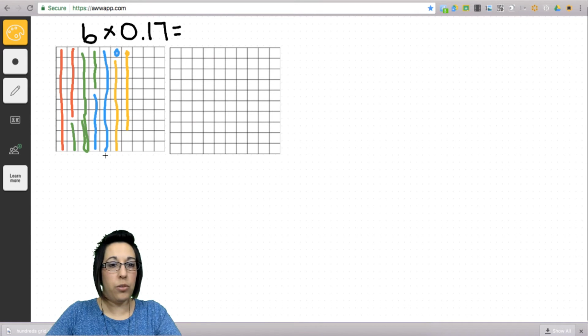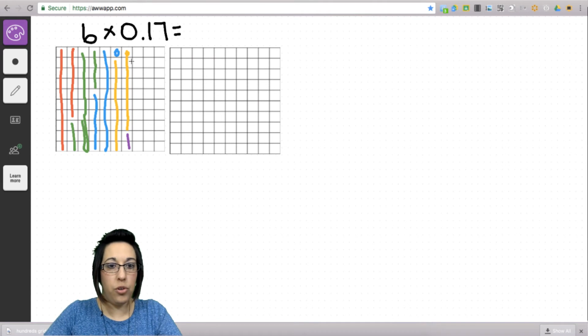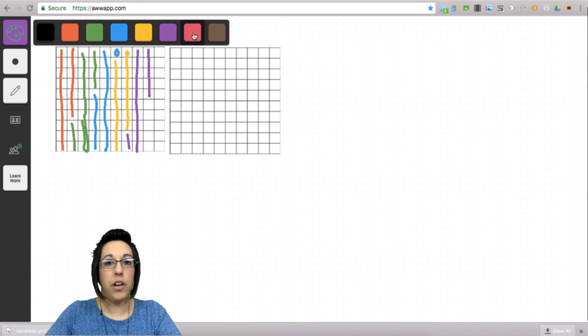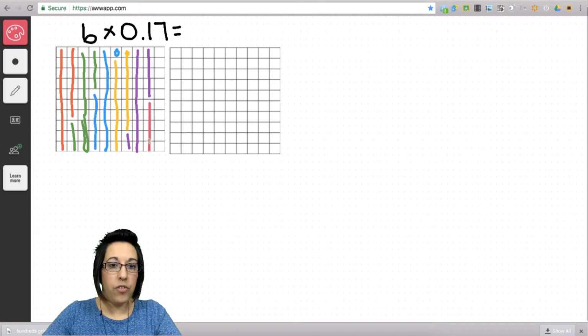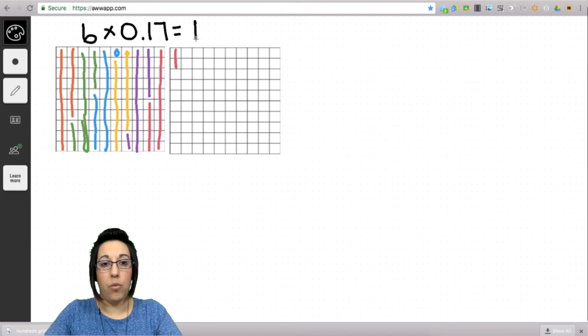That's 1 group, 2 groups, 3 groups, 4 groups, 5 groups. 2 plus 10 is 12, plus 1, 2, 3, 4, 5 is 17. 1, 2, 3, 4, 5. 1 more group. 5 plus 10 is 15, plus 2 is 17. So our answer should be 1 and 2 hundredths.